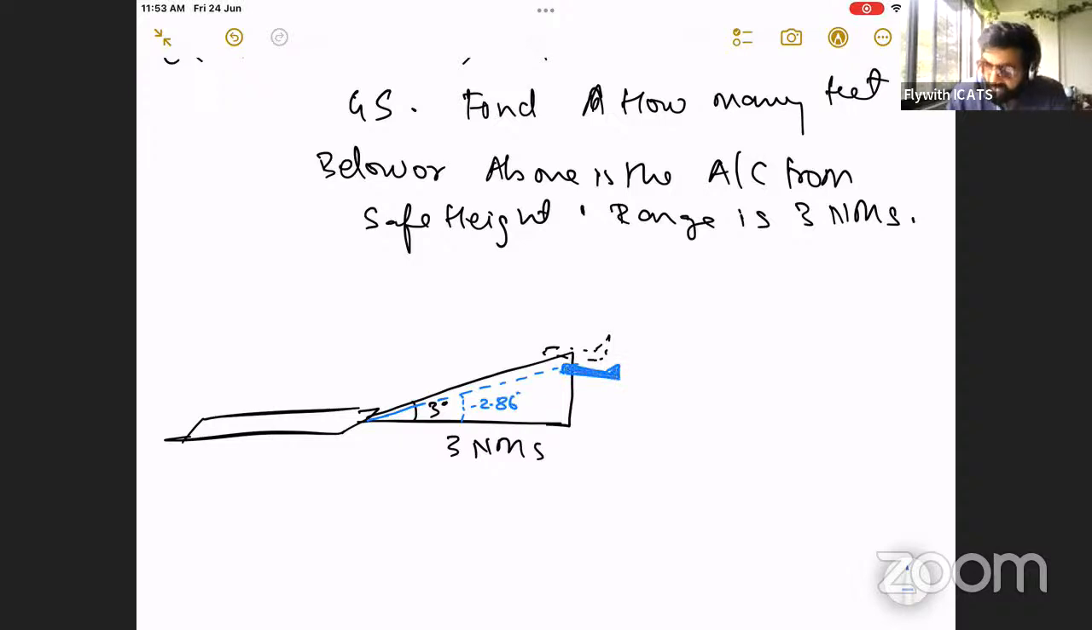So whether your aircraft is below or above, that you can find out. The aircraft is below. By how many feet is the aircraft below from the actual height? So you'll find the actual height for 3-degree glide slope. Then you'll find the height for 2.86. Then you'll find the difference between the two heights. That many feet you are below the safe height or above the safe height. Got it, everyone?